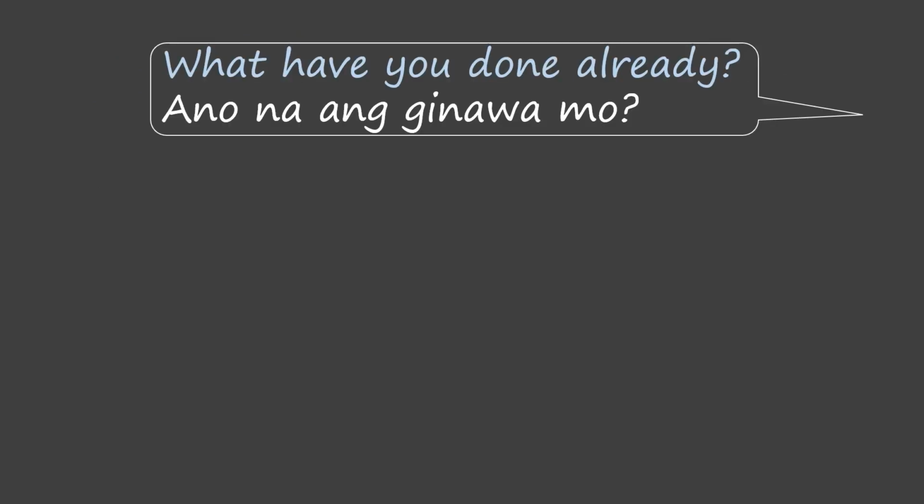Let's continue. What have you done already? Ano na ang ginawa mo? What, ano. Have done, ginawa. You, mo. Not a one-to-one translation because you is ikaw and mo is your. But when we say ginawa mo, it means the action is yours. So, that is your action. Your is mo. Already, na. And the word ang only serves as a connector.